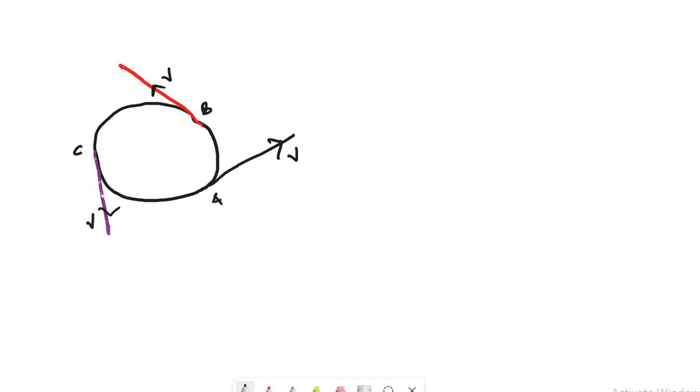So now, the last class I stopped at the explanation of proving centripetal acceleration. Of course, we all know that centripetal acceleration is mv squared over radius, where m is the mass, v is the velocity, and r is the radius. So centripetal acceleration is this.